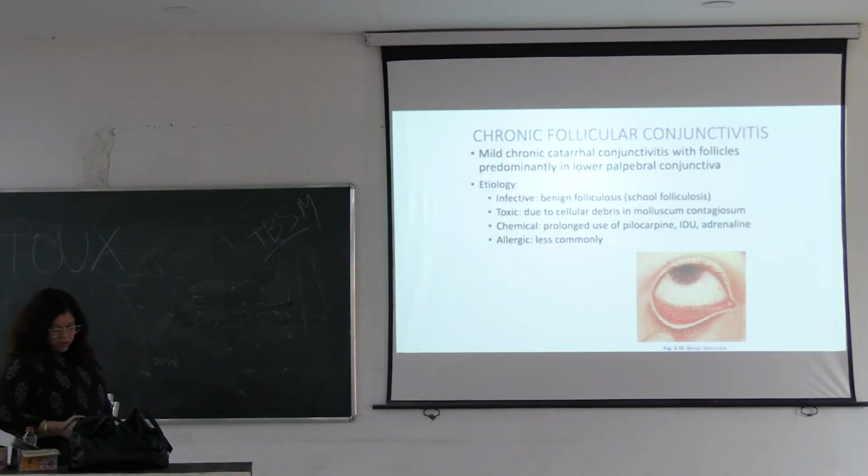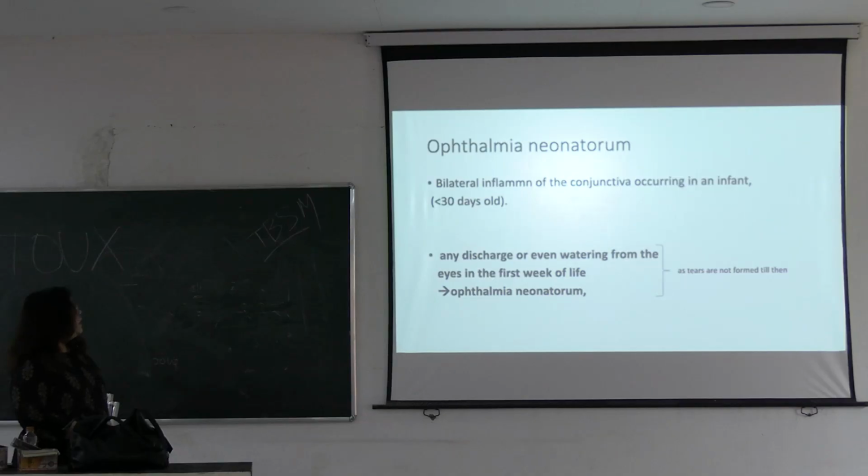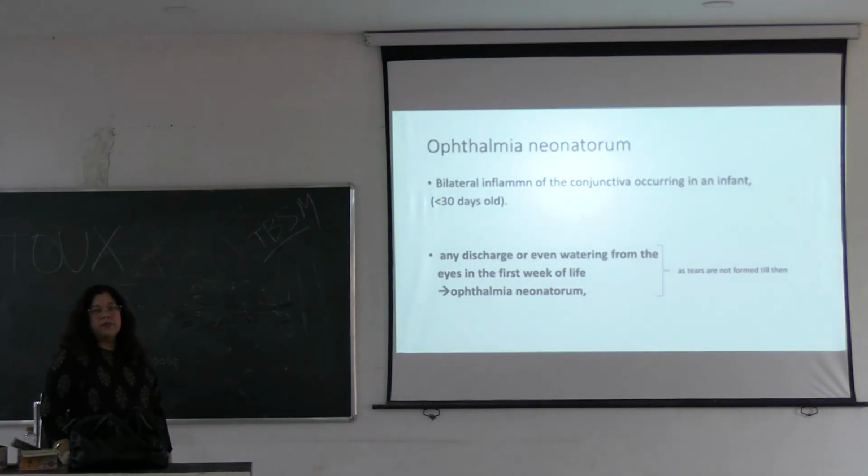So this is the chronic follicular conjunctivitis. It is caused by benign folliculosis. Children are most commonly affected. Toxic agents are cellular debris in molluscum contagiosum, and prolonged use of pilocarpine, IDU and adrenaline, and it is less common. Then the next one is ophthalmia neonatorum.